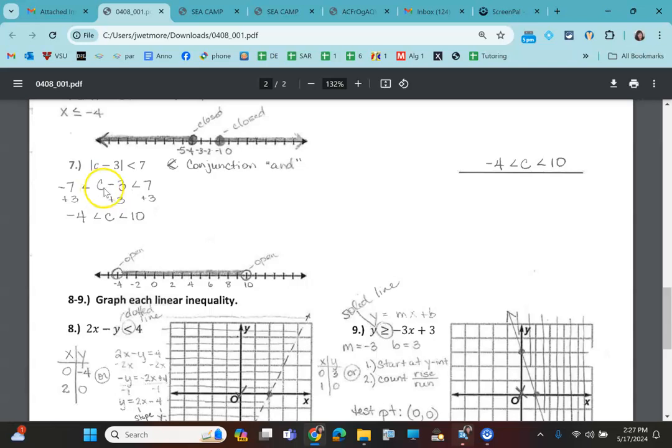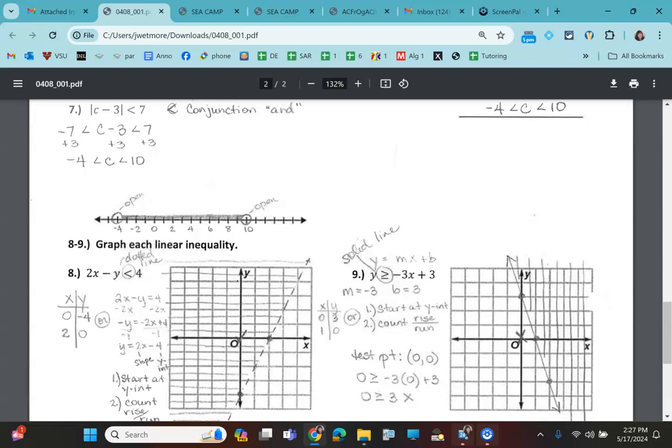So to get C by itself, we need to get rid of subtracting 3. So let's use adding 3. So we'll add 3, add 3, add 3. So negative 7 plus 3 gave us negative 4. Here the 3's canceled out, and 7 plus 3 gave us 10. So negative 4 is less than C, and C is less than 10. So there is our combination. And so open dot on negative 4, open dot on 10, and all of the values in between them.